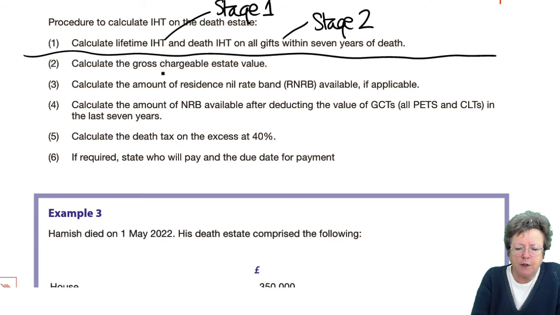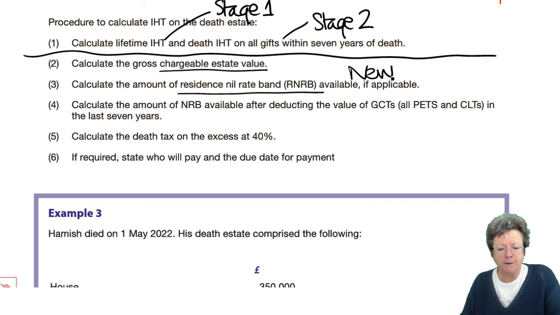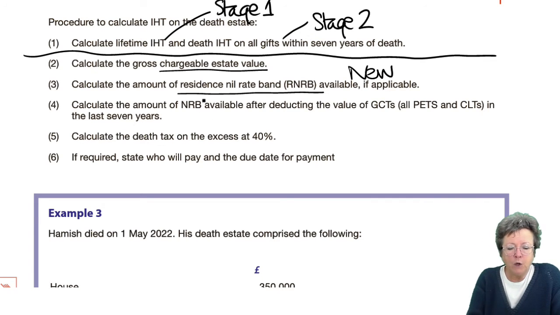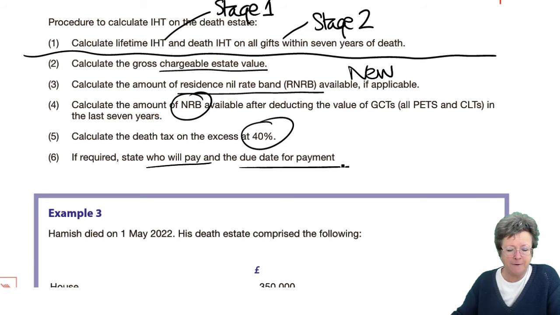Now we're going to work out the estate. We're going to work out additional things. Residential nil rate band, because that's new on residential properties. Work out the nil rate band and deduct that. Work out the tax at 40% and state who will pay and when.